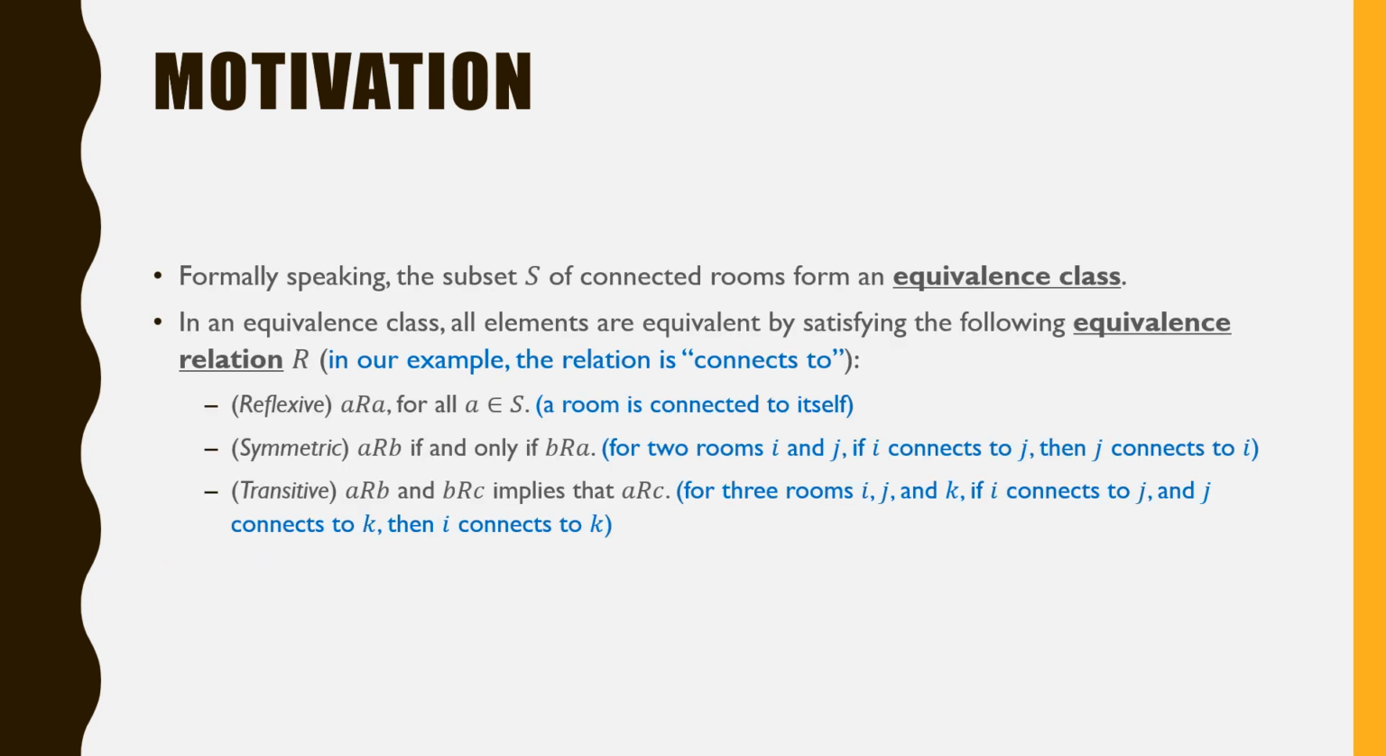In theory, the rooms in a maze can be represented as equivalent classes. In this context, a subset of connecting rooms forms an equivalent class. An equivalence class is a subset of elements that satisfy an equivalence relation R, which is defined by three properties: reflexivity, symmetry, and transitivity. In our maze example, the equivalence relation R is defined as "connects to."